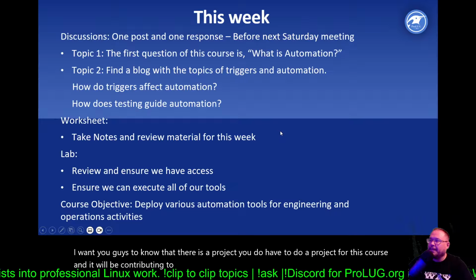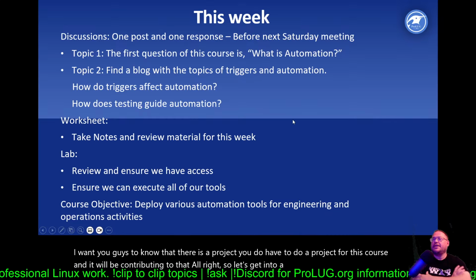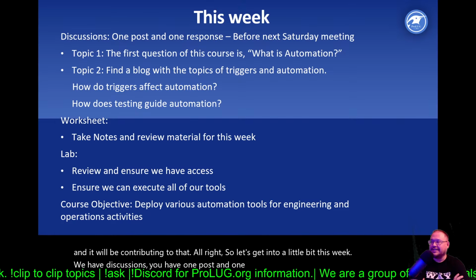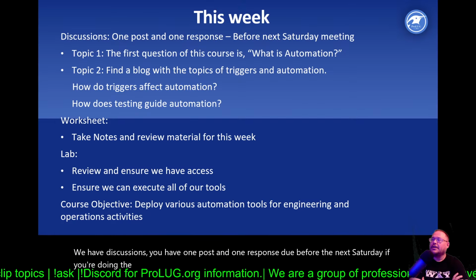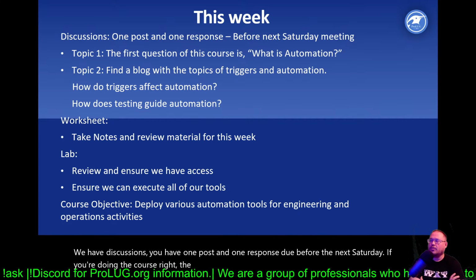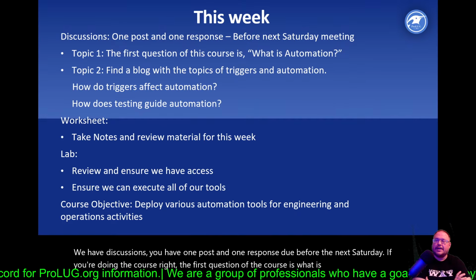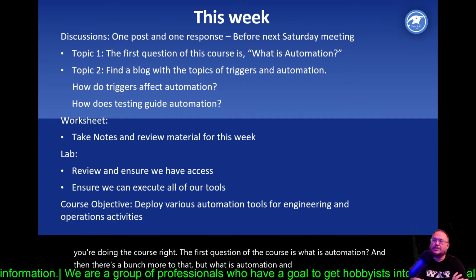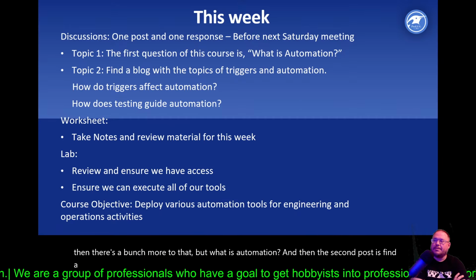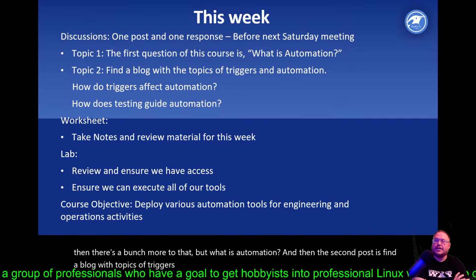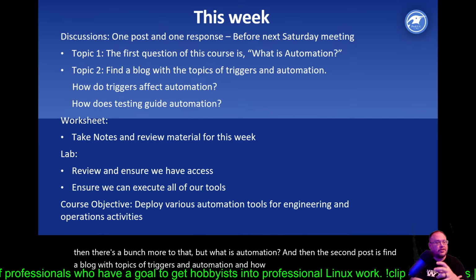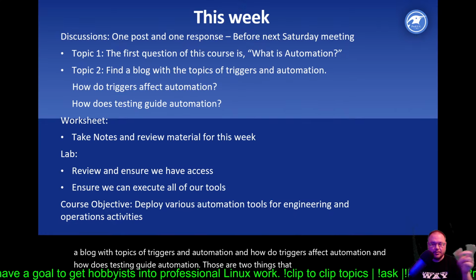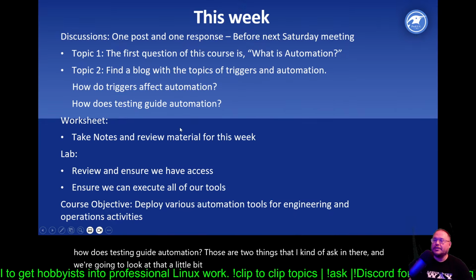All right. So let's get into a little bit this week. We have discussions. You have 1 post and 1 response due before the next Saturday if you're doing the course, right? The first question of the course is, what is automation? And then there's a bunch more to that, but what is automation? And then the second post is, find a blog with topics of triggers and automation, and how do triggers affect automation, and how does testing guide automation? Those are 2 things that I kind of ask in there, and we're going to look at that a little bit more when we get to the worksheet.